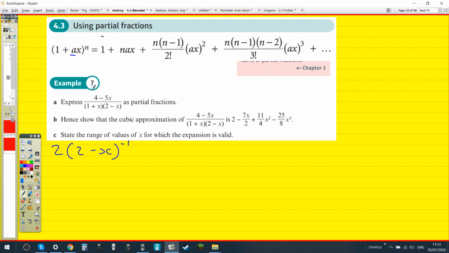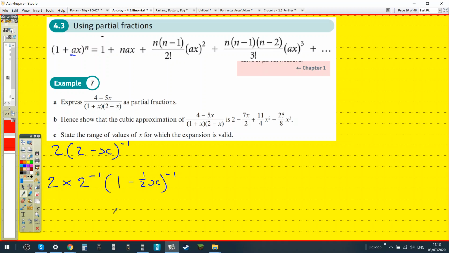Yeah. So will it become like 4 and then brackets 1 minus a half x? That is 1 minus a half x to the minus 1. You forgot a little thing. The bracket is to the minus 1. So when you factorize out 2, you factorize out 2 to the minus 1. Oh, right. Okay. Because it was in a bracket with that.